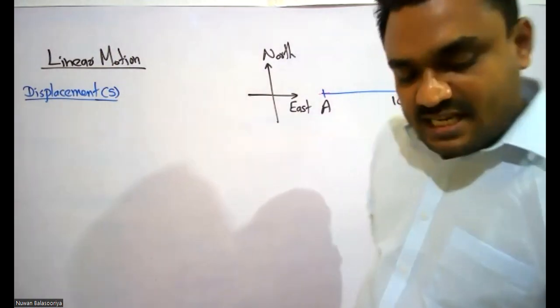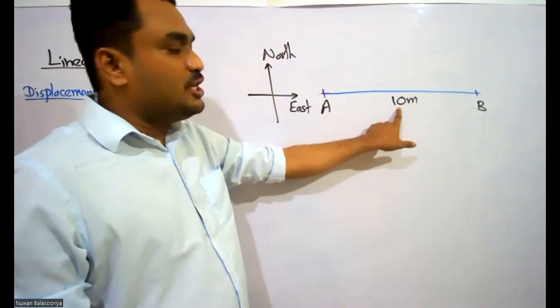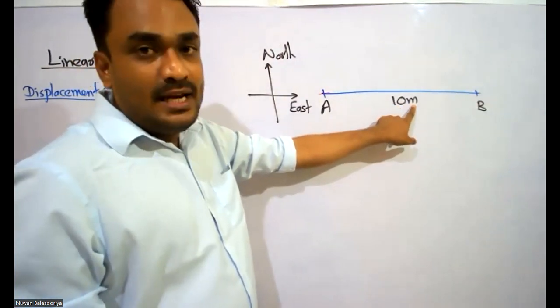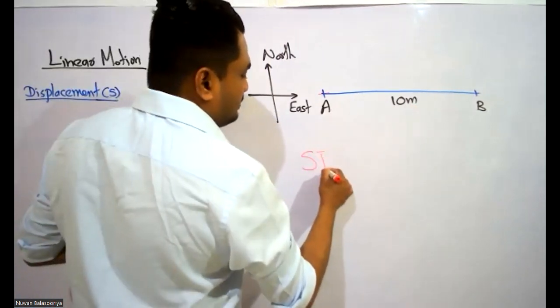What is this meter, dear? Meter is the unit that we use to measure distance and displacement. This unit is known as SI unit. What is the meaning of SI, dear?